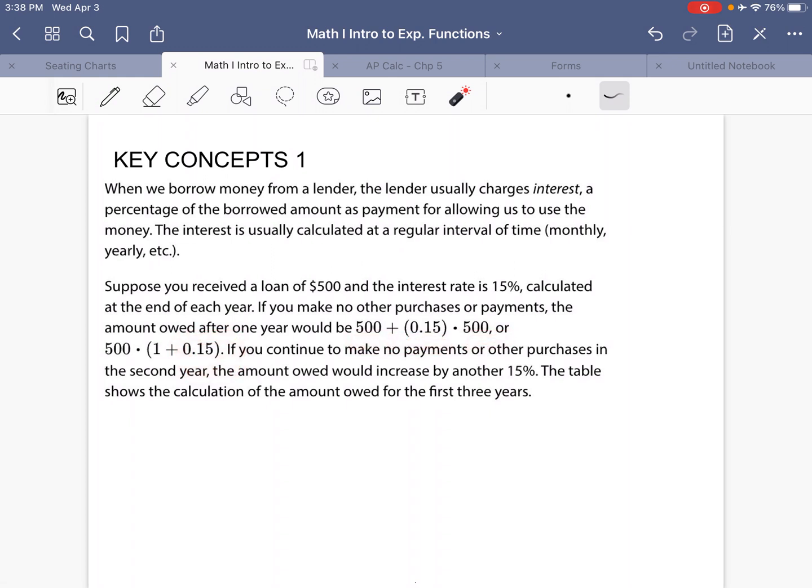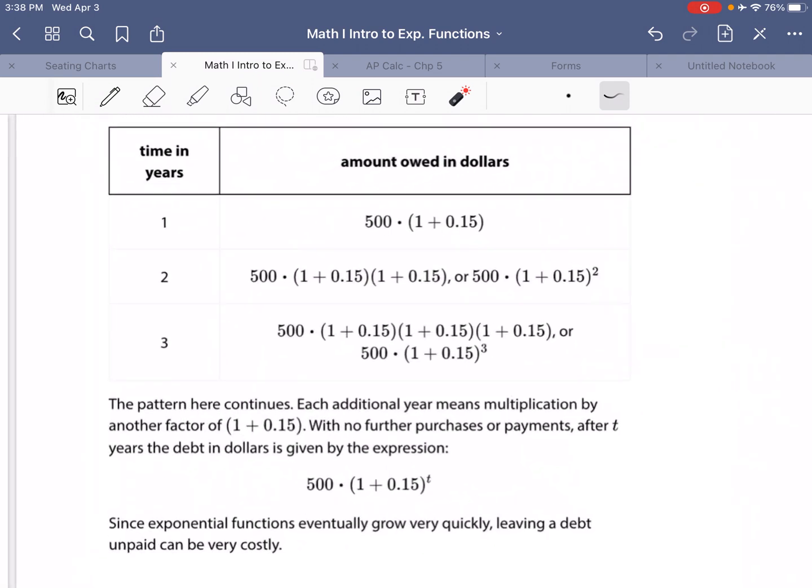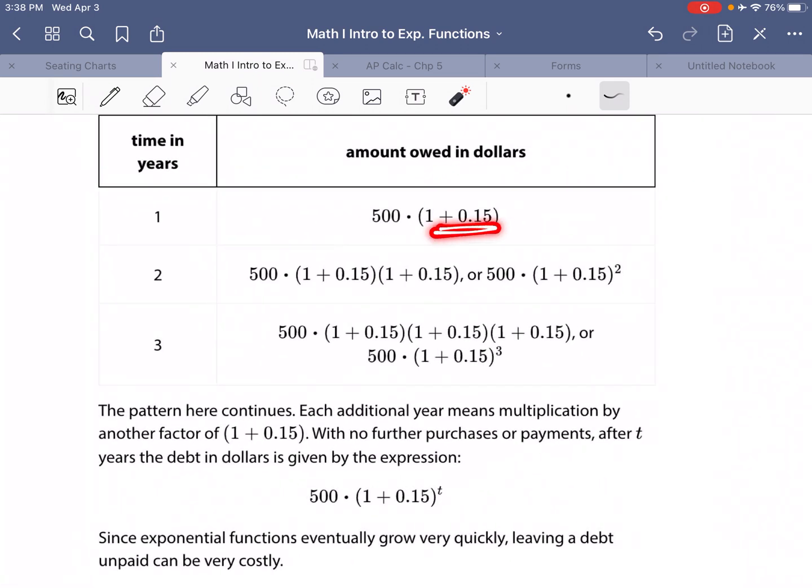If you continue to make no payments or other purchases in the second year, the amount owed would increase by another 15%. The table shows the calculation of the amount owed for the first 3 years. By the way, you can just add these together. It would be 1.15, or 115% of what you started with.